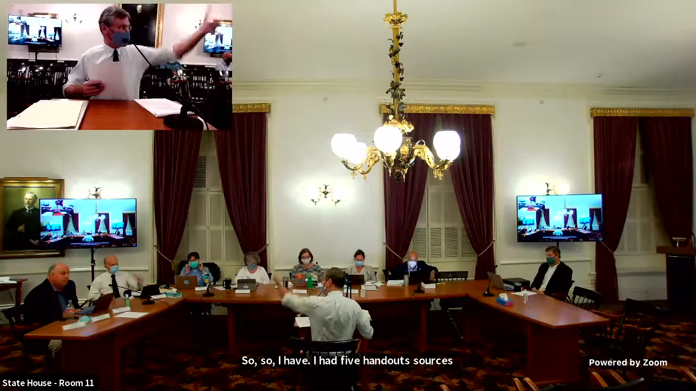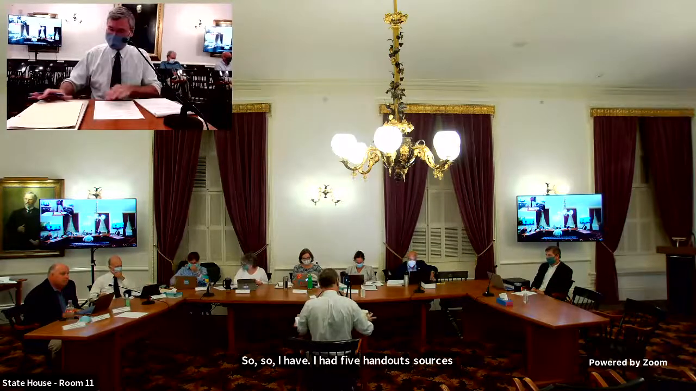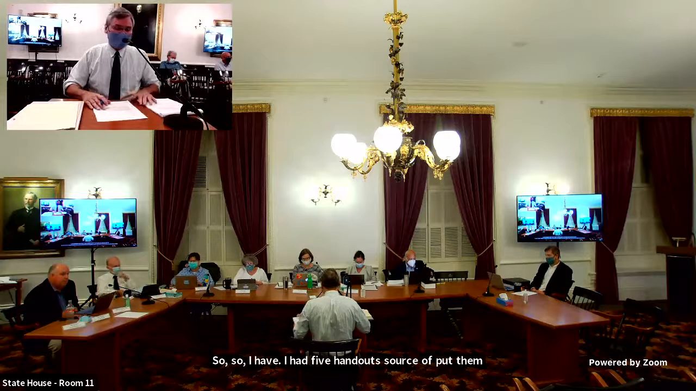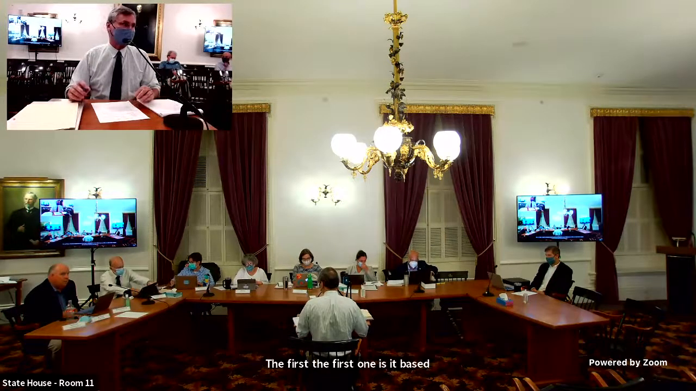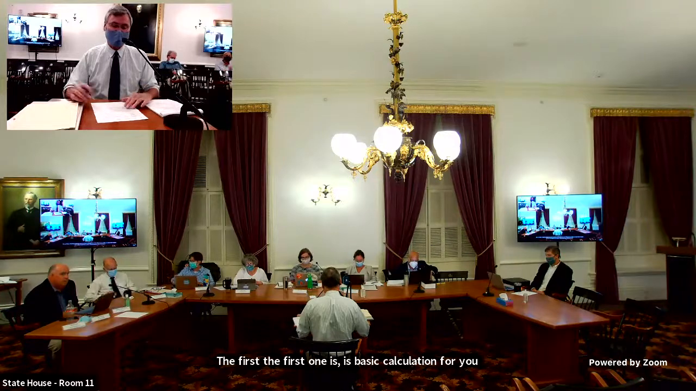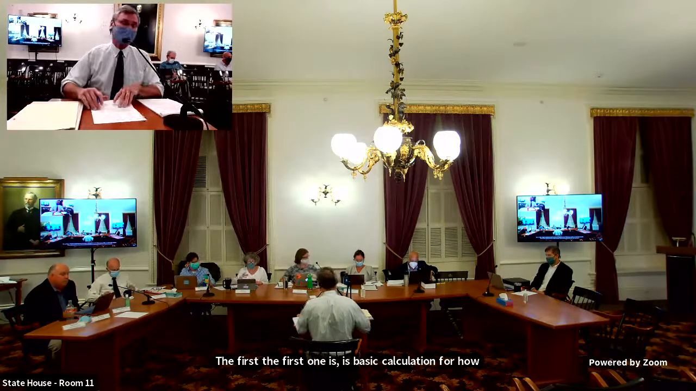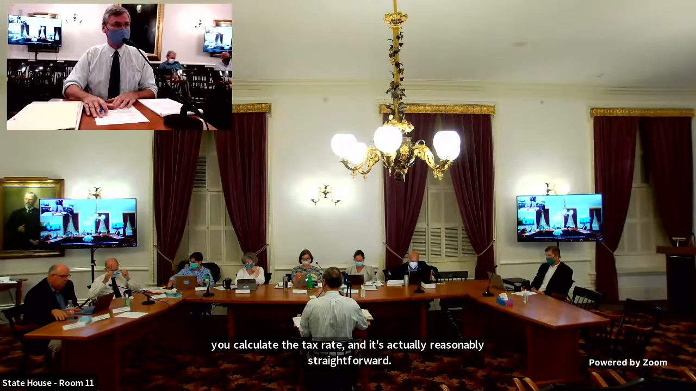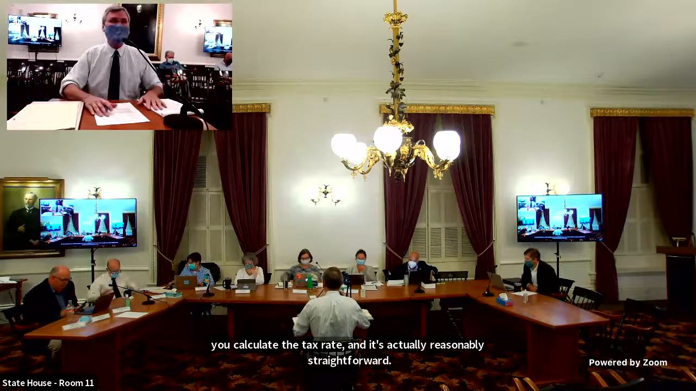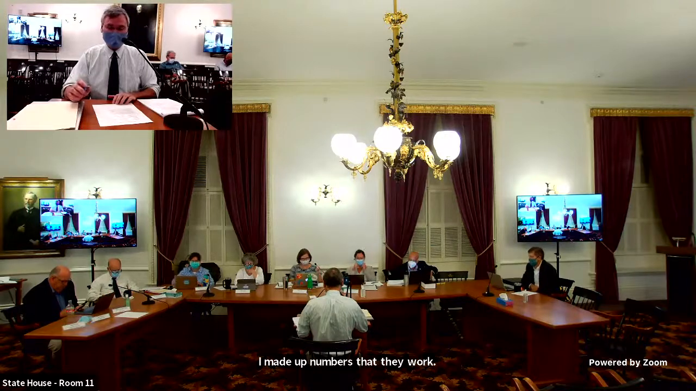So I had what, 5 handouts. Sorsha put them all together as one. Thank you, Sorsha, to make them simpler. So the first one is the basic calculation for how you calculate a tax rate. It's actually reasonably straightforward. I made up numbers so they worked and were easy to do and easy to look at.